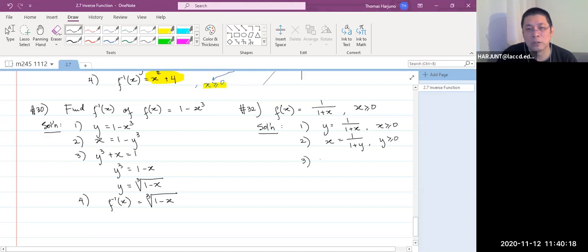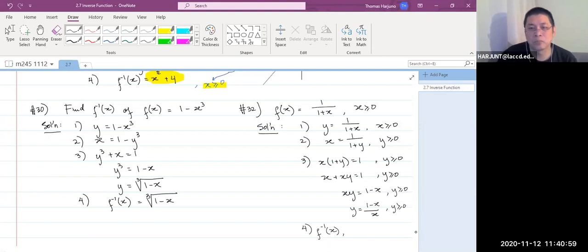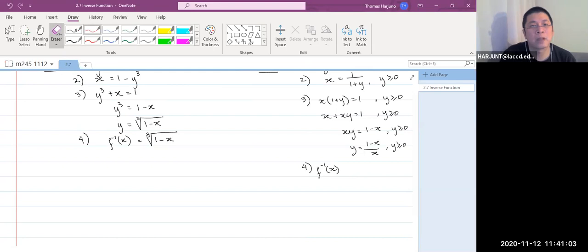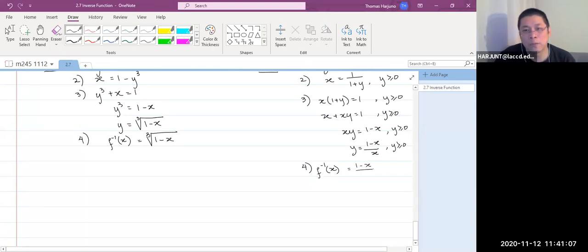Now then I will solve for y. So x times (1 plus y) equals 1, where y is at least 0. x plus xy equals 1 for y at least 0. And xy equals 1 minus x, y equals (1 minus x) over x, all of them for y at least 0. Therefore, the inverse function now becomes (1 minus x) over x for y at least 0. Now the thing is, y at least 0 refers to this guy, right?